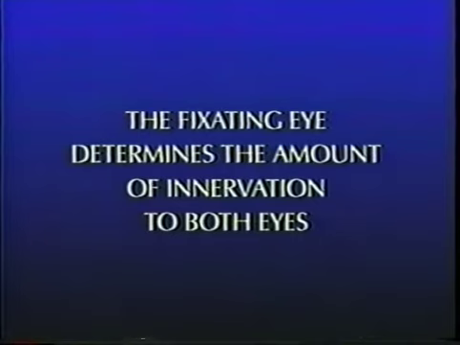to hold primary gaze fixation with that eye is so great that the yoke muscle, the other eye, will overact. The eye deviates because it's receiving more innervation than it needs. The fixating eye determines the amount of innervation to both eyes. Therefore, the amount of misalignment varies depending upon which eye is fixating.